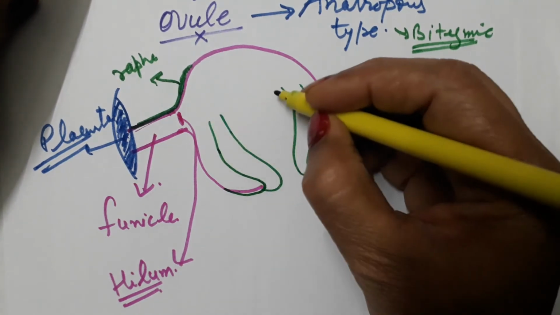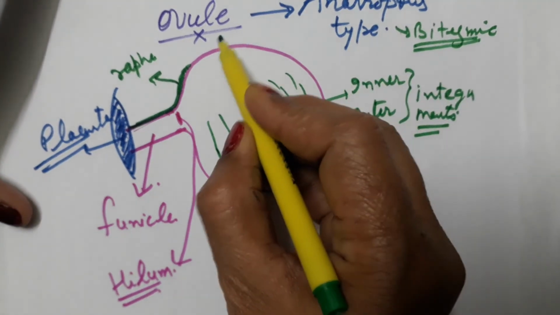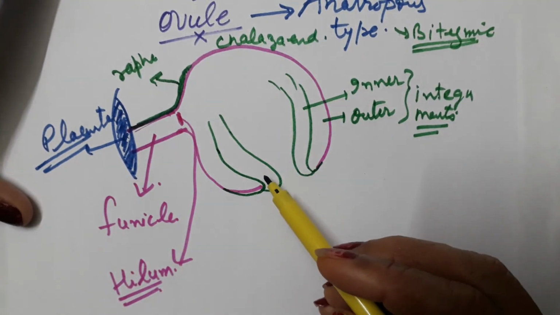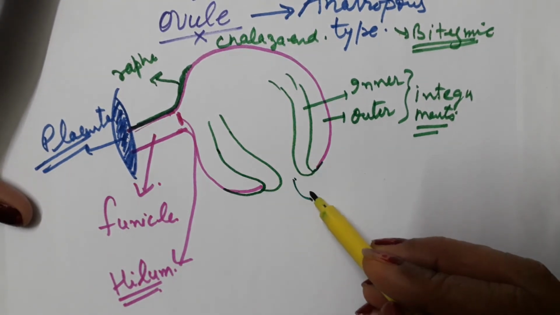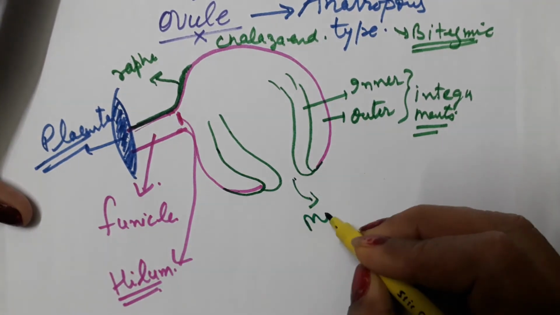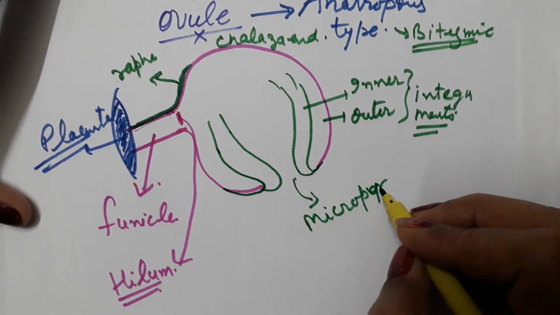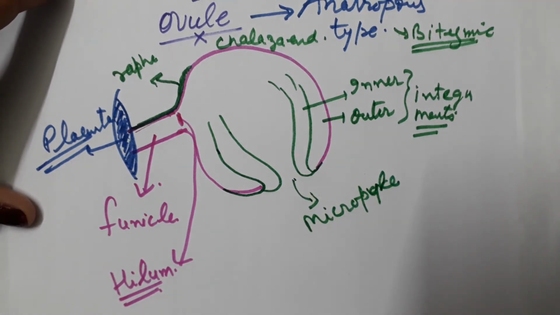The part from where the integument arises represents the chalazal end or chalaza. And the part where the integument does not cover the entire body of the ovule, there is a pore present, which is known as the micropylar end. This small opening is known as the micropyle, through which the pollen tube enters inside the embryo sac where the female gamete egg is there.